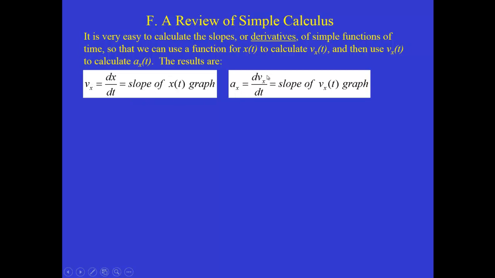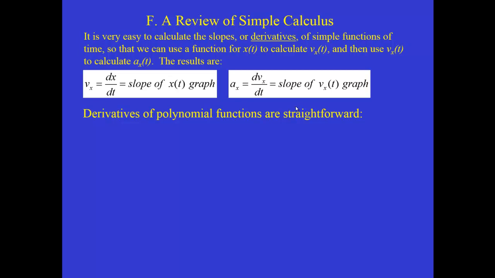Likewise, if we know the velocity as a function of time, then the acceleration is the change in velocity with respect to time. We read this as dvx dt, or we can call it the derivative of v sub x with respect to time. And it means the slope of the velocity versus time graph at a specific point in time. The results for how to do this for polynomial functions are very straightforward.